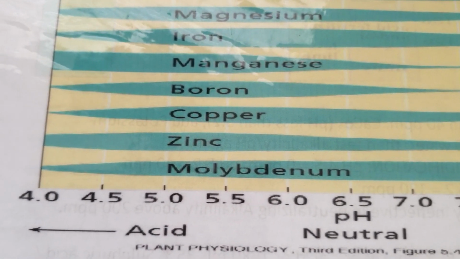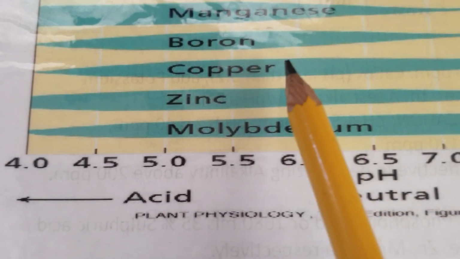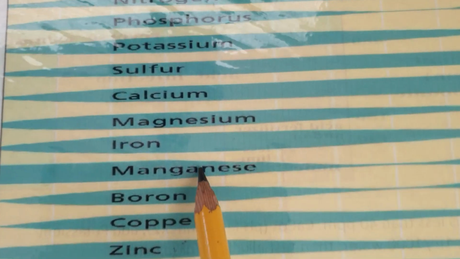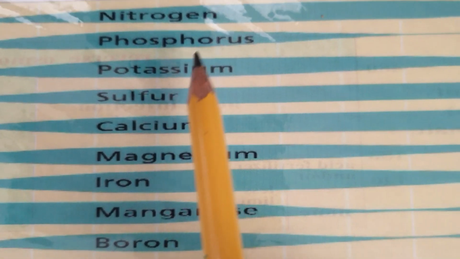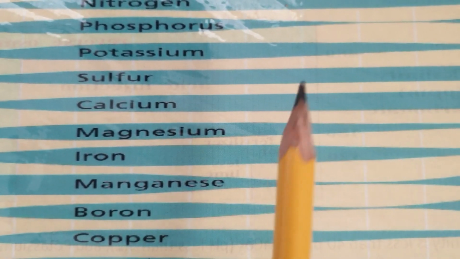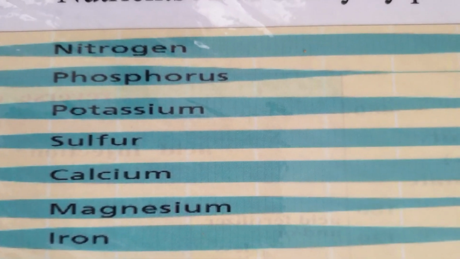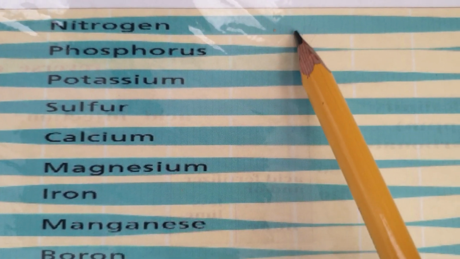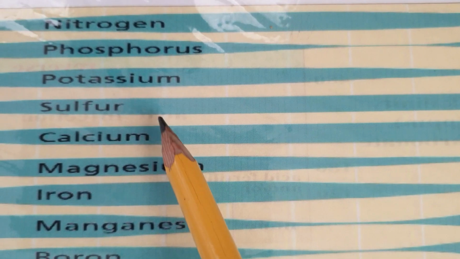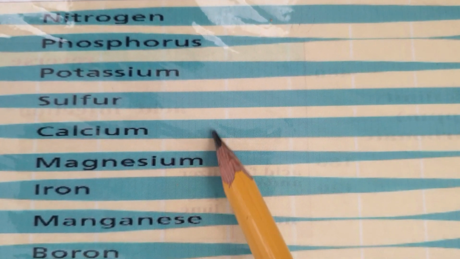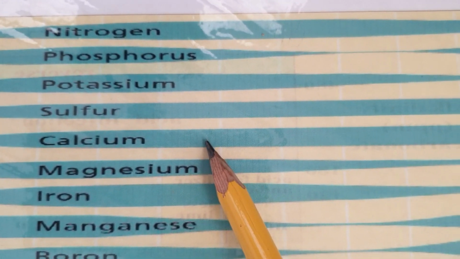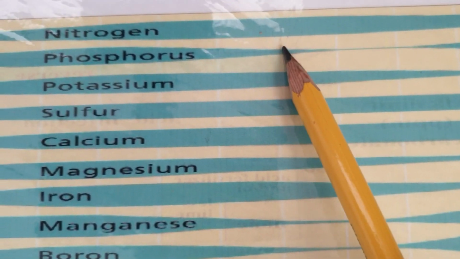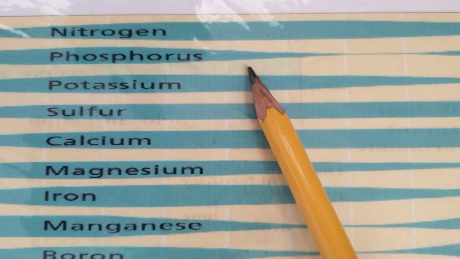So as you can see, these bands that you are looking at show you how available the nutrients are within the growing medium, right? And as you can see, the thicker the band, look at my pencil, the thicker the band, the more of this nutrient is available, right? The thinner the band, like here, the less this nutrient is available.